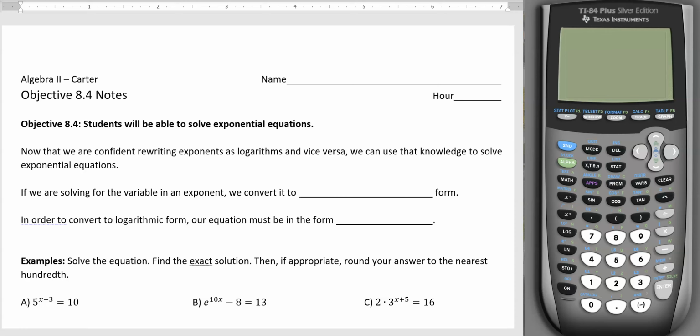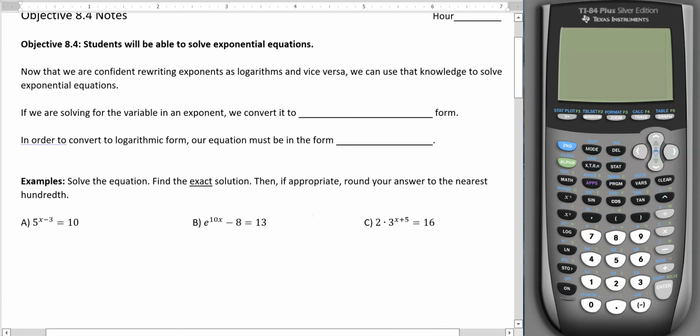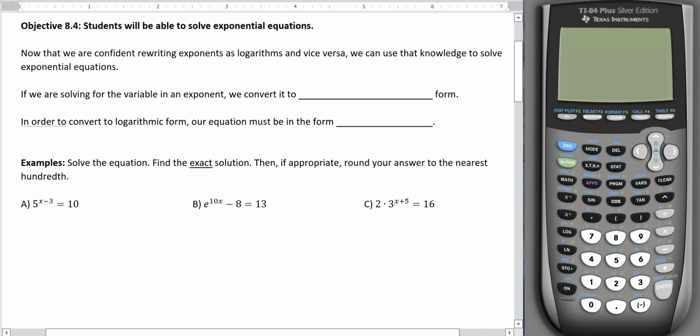So now that we're confident working with exponents and logarithms and rewriting them so that we can make exponents become logs and logs become exponents, we can really move forward with solving those types of equations. So today we're going to look at exponential equations. Now, if we want to solve an exponential equation, we're going to convert it to a logarithm. Spelling is hard sometimes. So we're going to put it in logarithmic form.